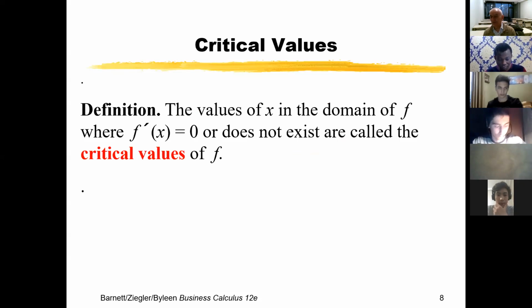So, what is now critical value? It's a very important concept. What is critical value? Critical value is the value of x when derivative of f(x) equals zero or does not exist. Let's say again, value x we call critical value if derivative of f(x) equals zero or does not exist.